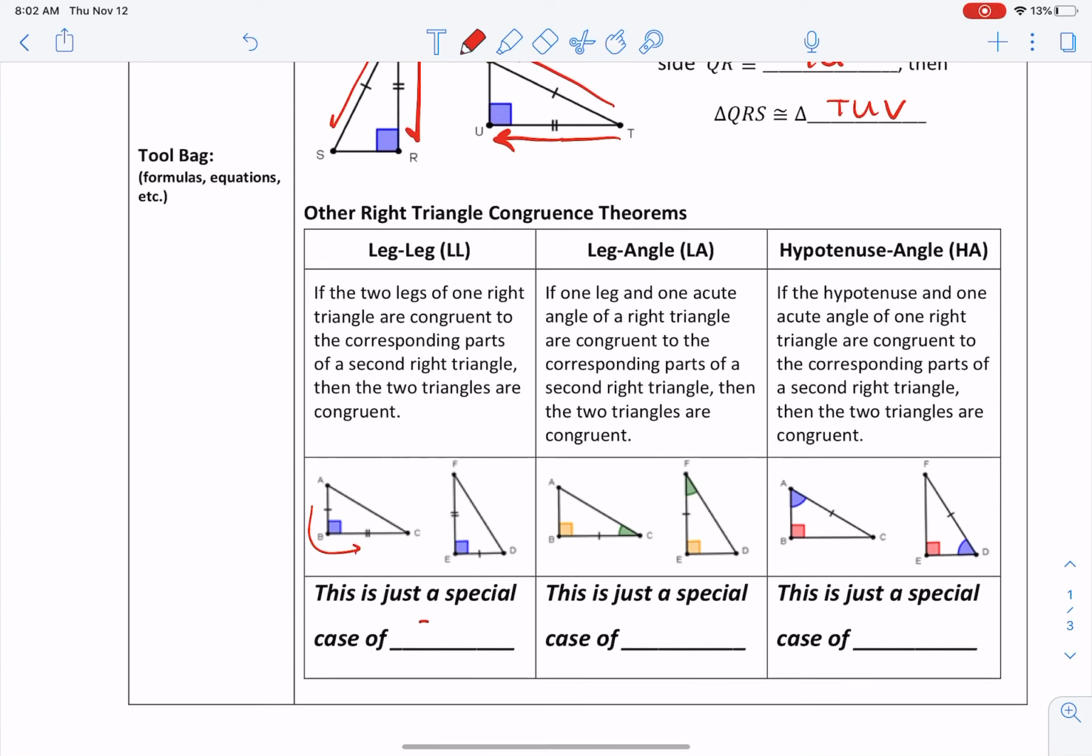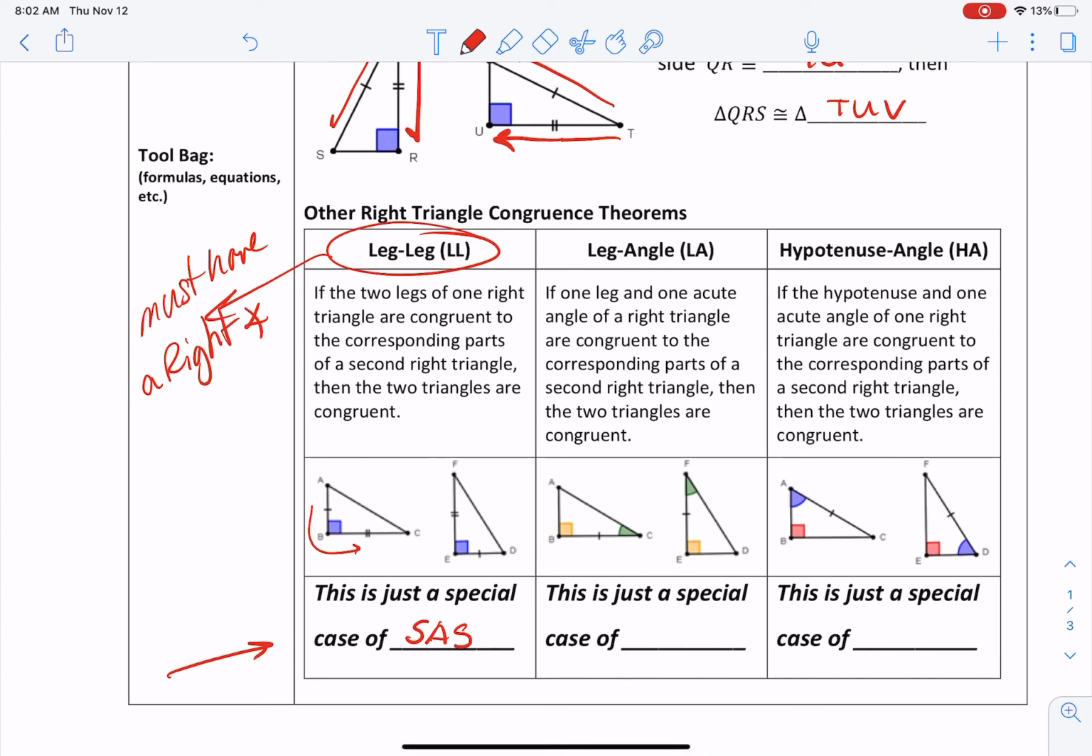So two letters must have a right angle. Three letters can be any angle combination. Leg, angle, here's our leg, and here's the angle. But if you'll notice, that's just angle, side, angle.